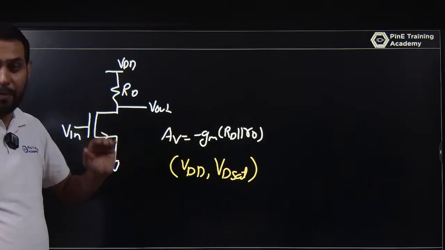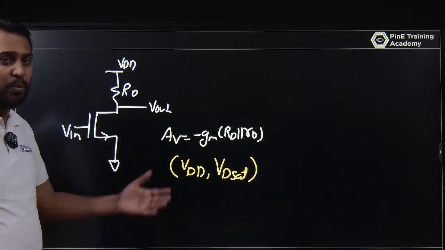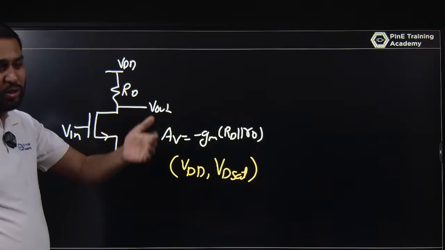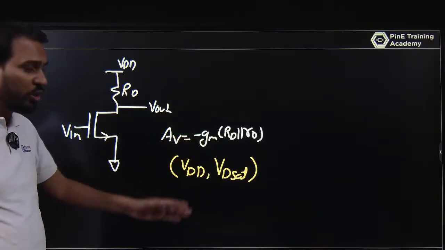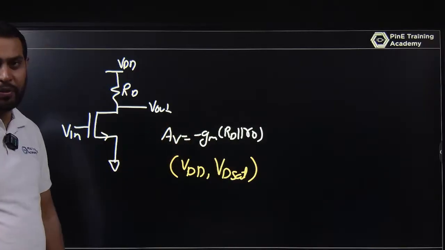will be affected by the temperature, by the mobility, by everything. It is affected. That is process, supply variation, PVT, that is process, supply voltage and temperature. That is a process variation. Mobility and threshold will be affected.